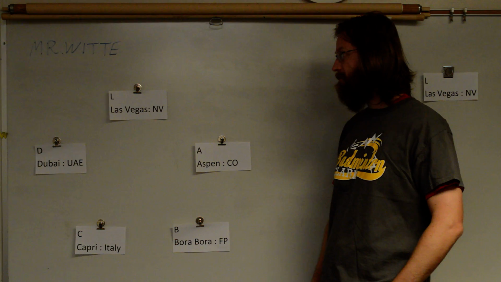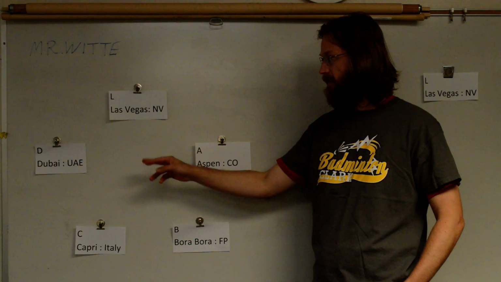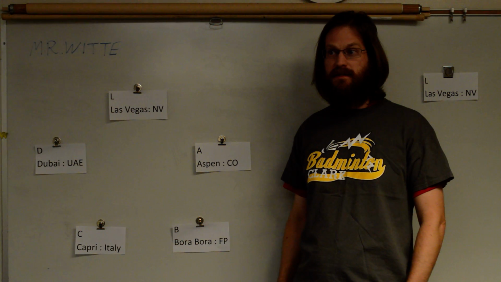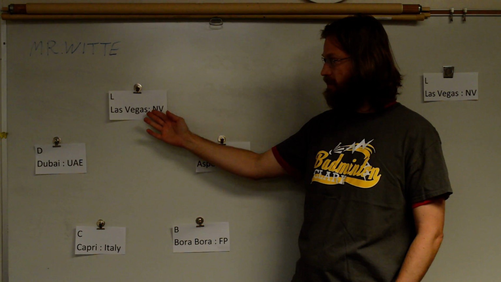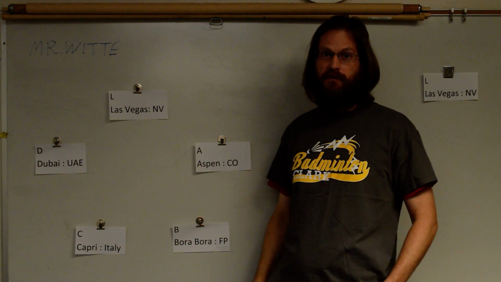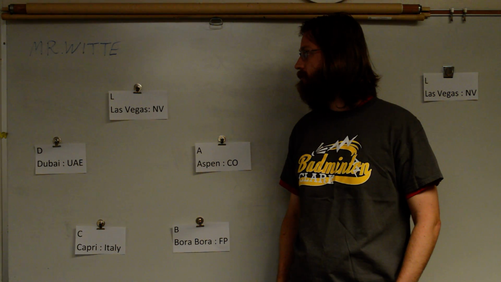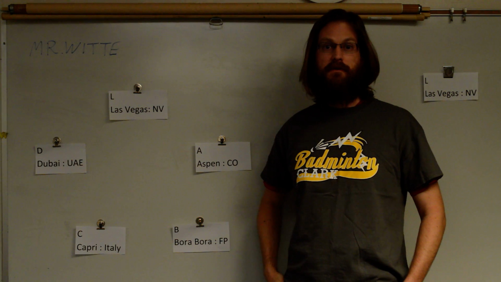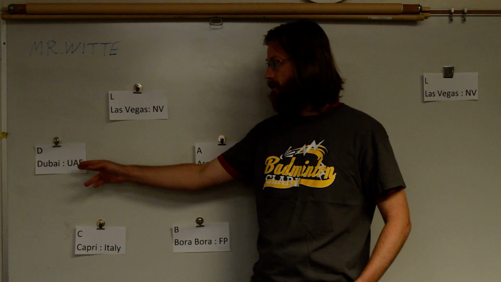So here I have 5 cities. We got Las Vegas, Aspen, Bora Bora, Capri, and Dubai. And let's say you want to go to all 5 of these cities. I'm currently in Las Vegas, so I'm going to assume this is going to be my starting point. But remember, if you're doing the repetitive nearest neighbor method, you're going to check all 5 of these.